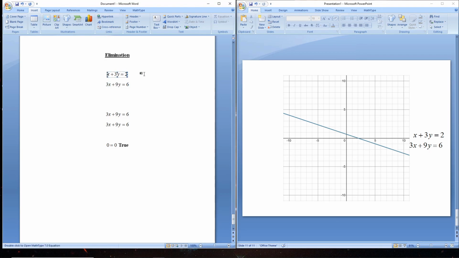we get the top equation. So the top equation is nothing more than the simplified version of this bottom one. And they are both the same, they overlap each other, which means then there's infinitely many solutions. And this will always result in a 0 equals 0 true statement. And so from the algebra, that's how you would know if you have infinitely many solutions.